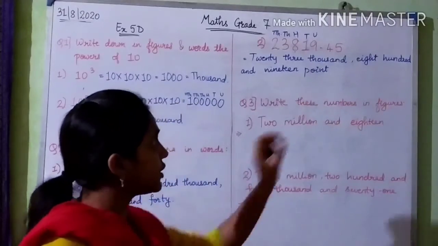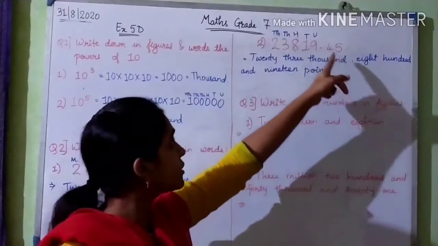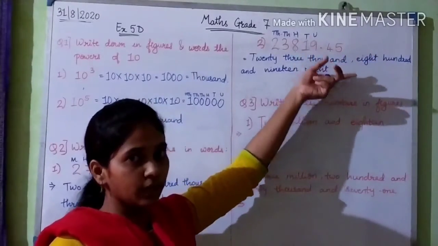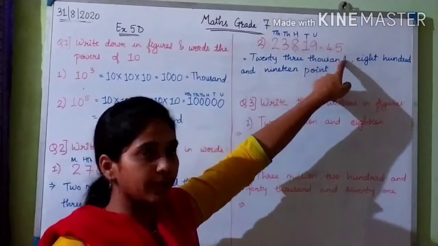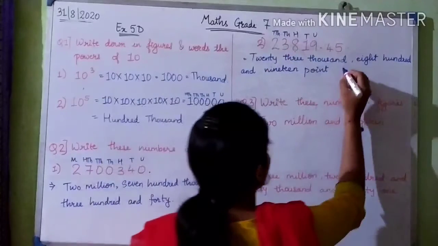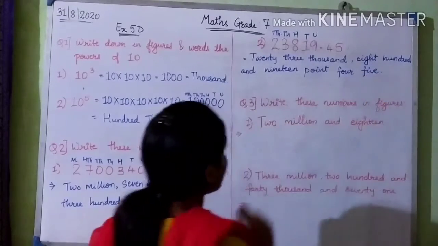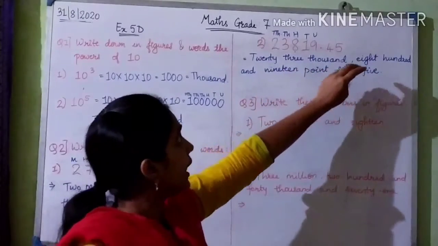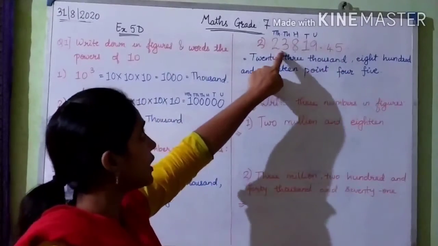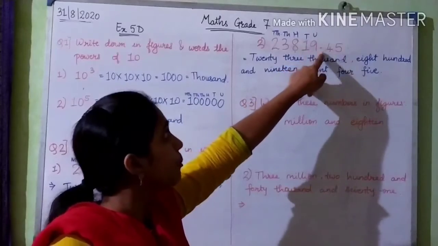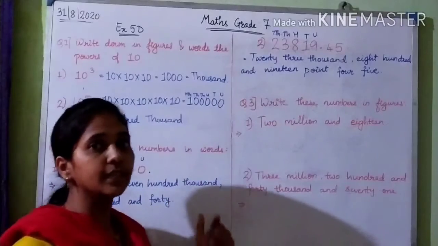Then all the digits after the decimal point, we don't read together. Like this 4, 5, we don't read it as 45. We will read it one by one. So this we will read as 0.45 and the same way we will write. So this becomes 0.45. So this whole number becomes 23,819.45. So in this way we write the numbers which are given to us in words.